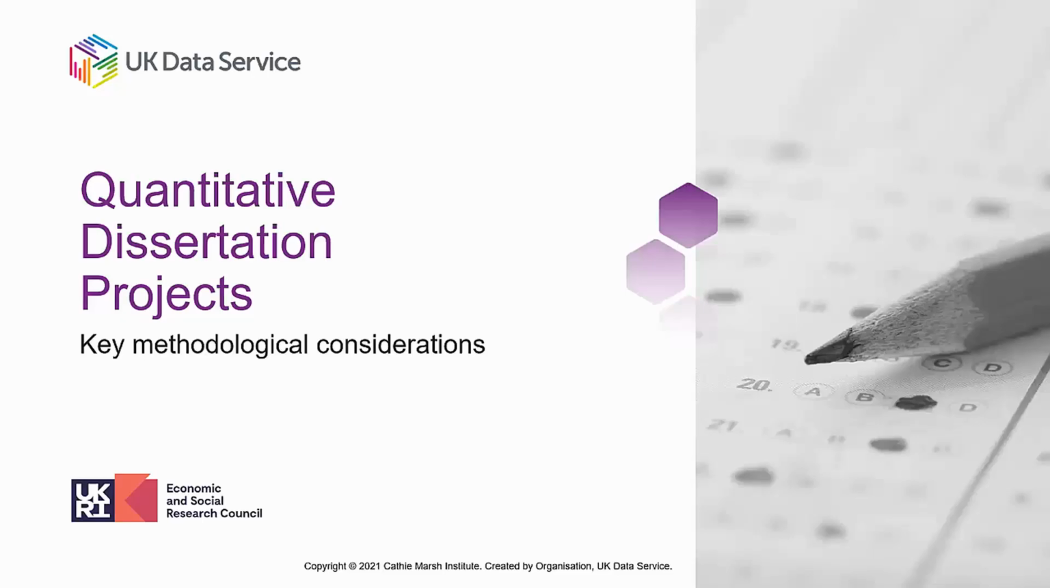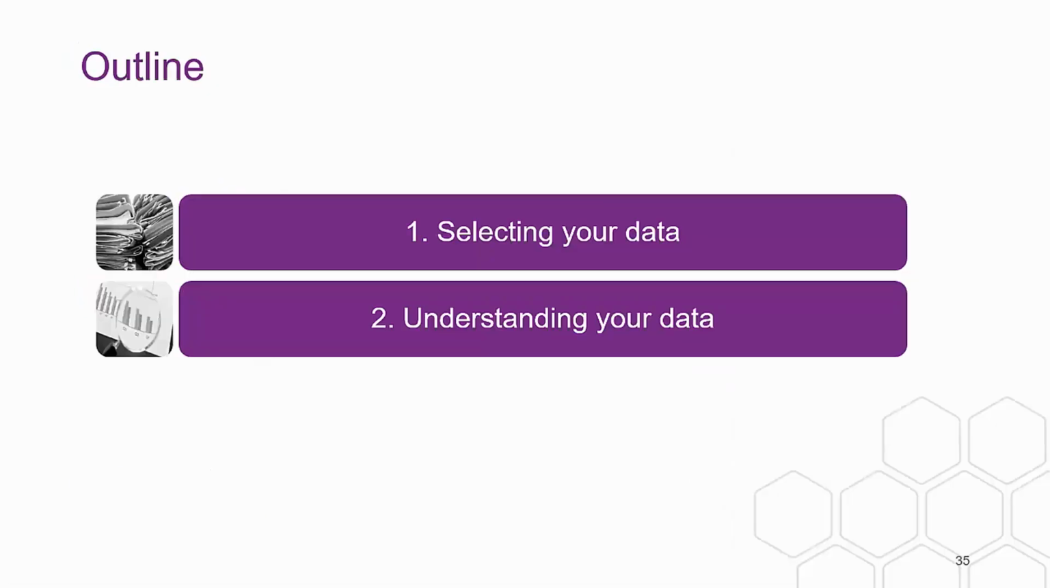So thanks Maureen. As Maureen said, I'm going to give a quick rundown of the key methodological things you need to consider if you are using quantitative secondary analysis or are doing a quantitative reuse project. So I'm going to cover two main areas. First, the things you need to think about when you're selecting your data. And secondly, the things you might need to think about when you're understanding or getting to know your data.